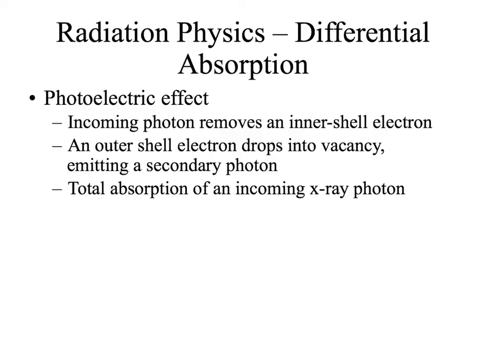This sounds similar to a characteristic interaction, right? The key difference is that a characteristic interaction is talking about a particle. It's talking about an electron hitting another electron. Now we're talking about a photon hitting an electron, right?